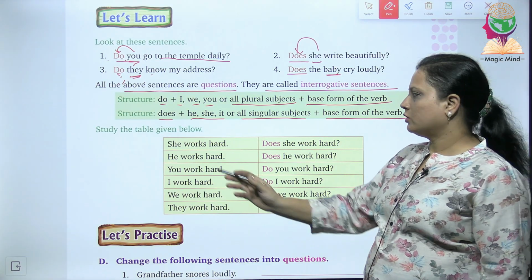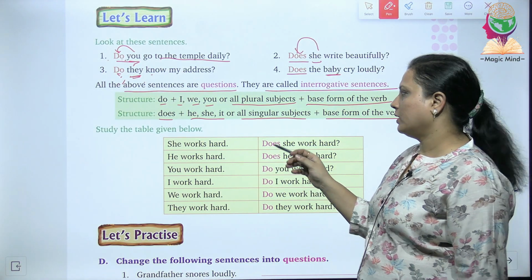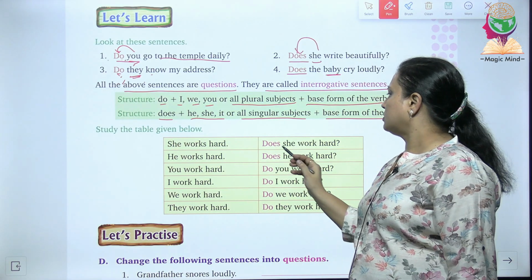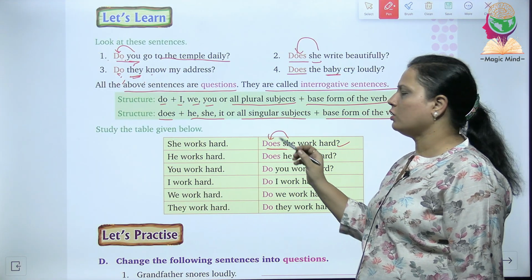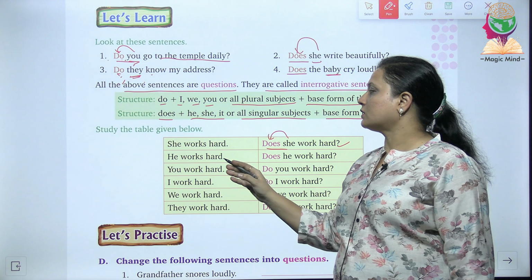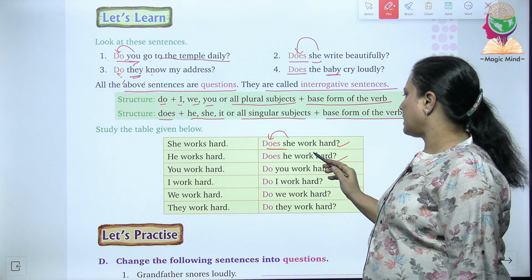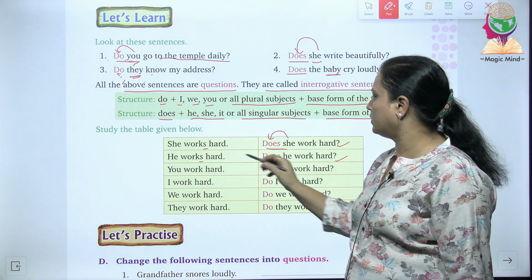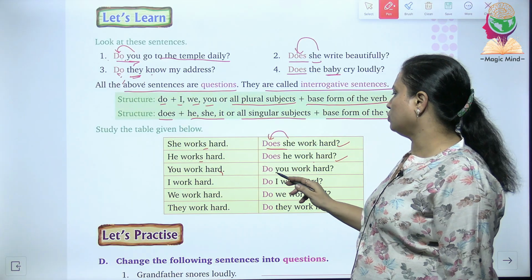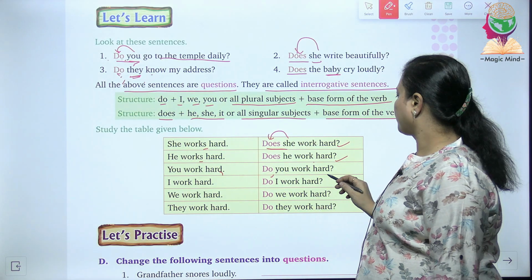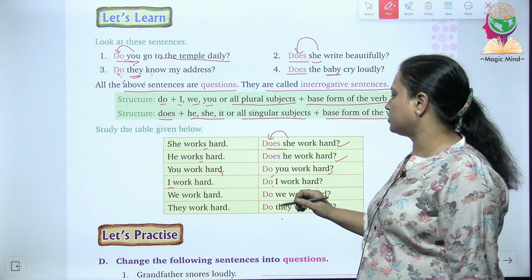Let's read it quickly. She works hard. Now what will be the question form, the interrogative form? Interrogative form will be does she work hard? Does has come here before she. He works hard, it gets changed into does he work hard? The S has been removed. We have removed the S over here. Then you work hard. It gets changed into do you work hard? I work hard. Again a plural one. What will get it changed into?